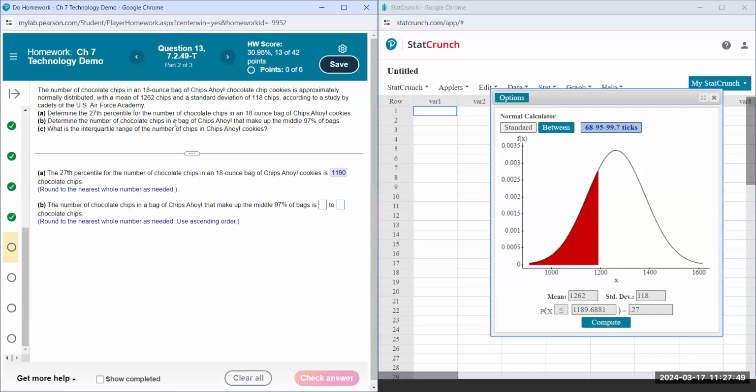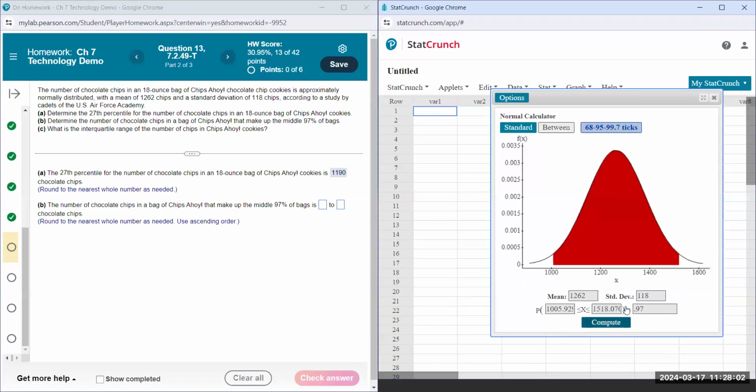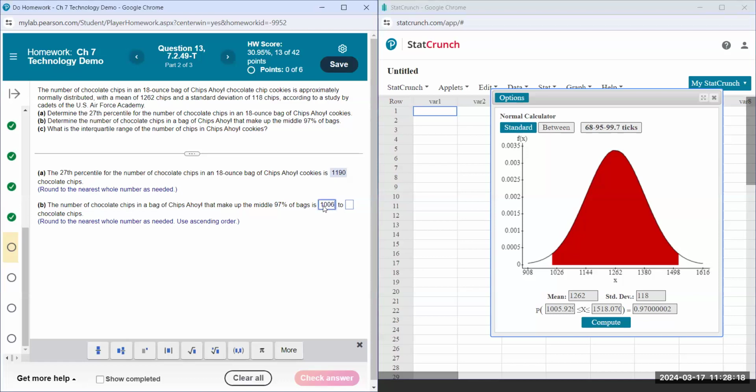Determine the number of chocolate chip bags that make up the middle 97% of all bags. So that's between, middle. And here we're going to put 0.97. Let me do the tick marks again. I just like visually seeing my 3 standard deviations there. And round to the nearest whole number. So 97% of all bags will have between 1,006 and 1,518 chocolate chips if this company is doing its job.